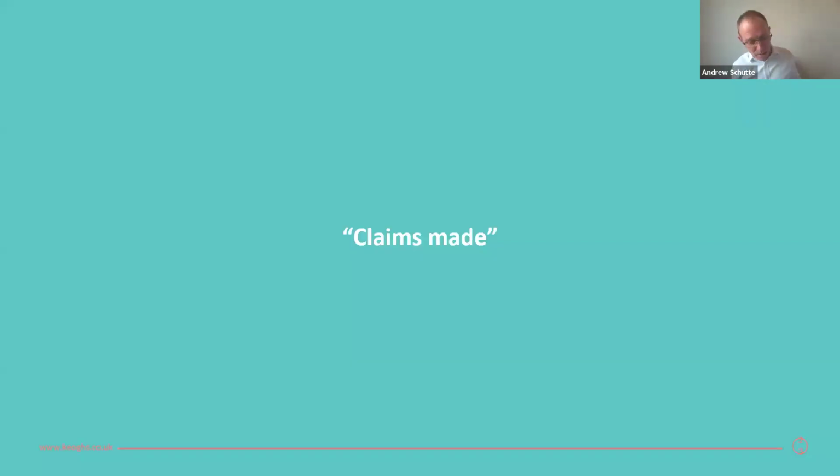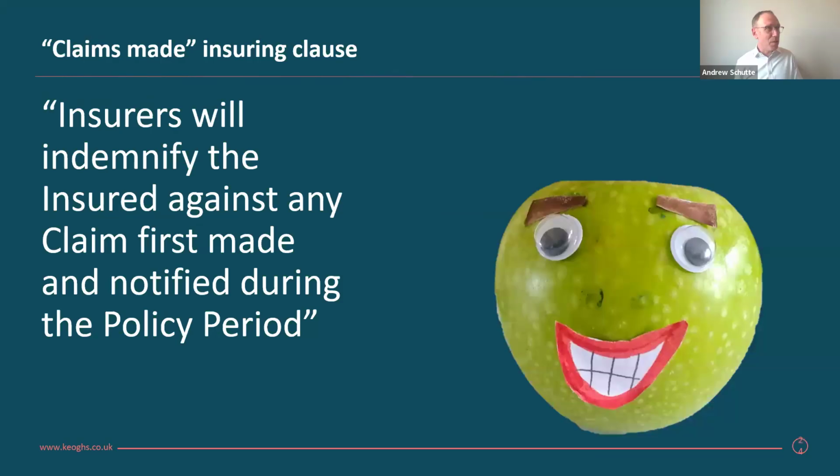So let's move on to the second. I mean, we started with the pears, didn't we? Weirdly. Anyway, now we're on to the apples. Claims made, the other type of cover. So if you were looking in your insuring clause and it says claims made, this is the sort of language you'd see: Insurers will indemnify the insured against any claim first made and notified during the policy period.